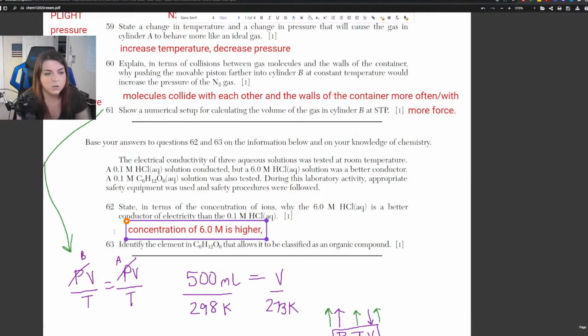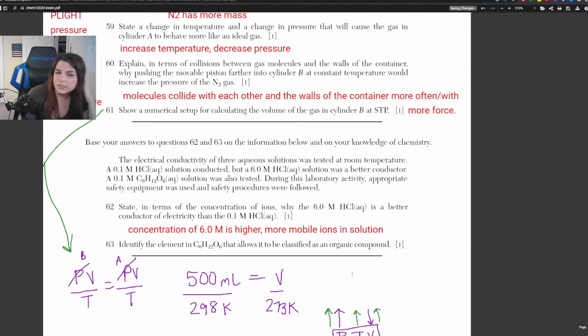So you could do that. You could put more mobile ions in solution. Something to that effect.